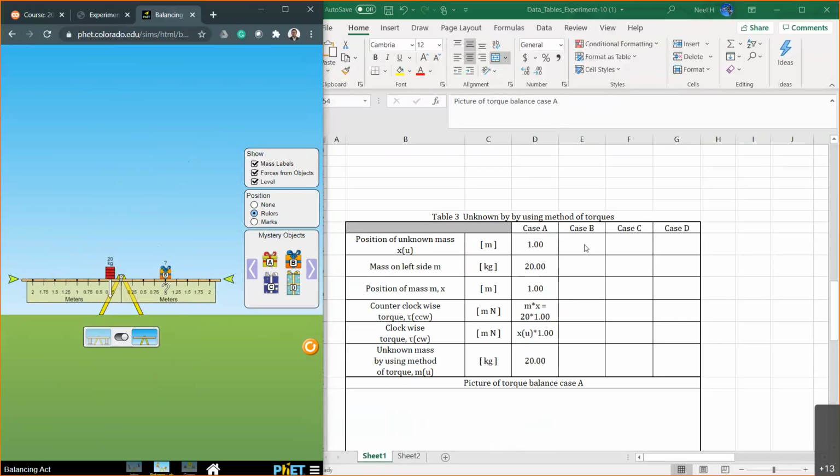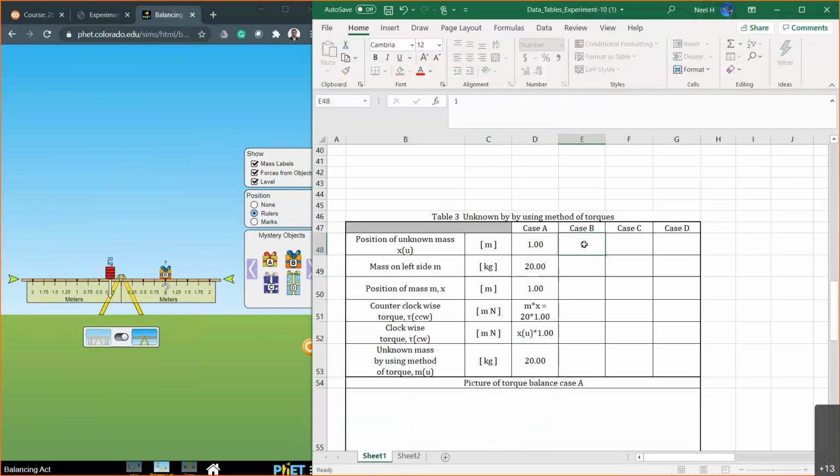Okay, so the position of the unknown mass is still 1 meter, which I'm going to keep. Mass on the left hand side is 20, but the position of the mass on the left hand side is now 0.25. Now these two are the same except for one number, the position. The position of the known mass is 0.25. Now these two should be equal to each other.